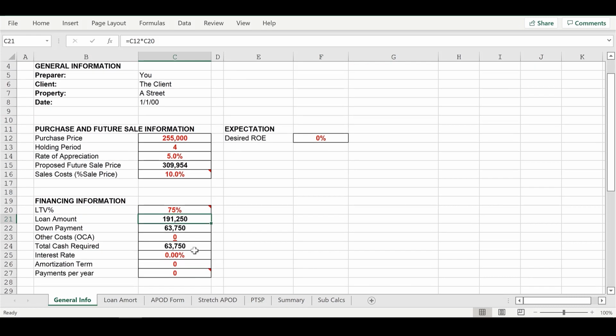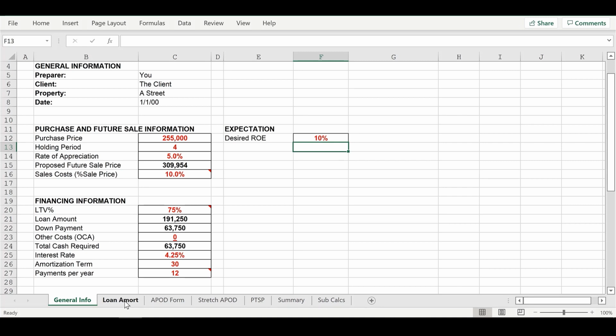Again, those cells are black. Don't touch them. They're set to auto-calculate. There were no other costs of acquisition. And the interest rate is 4.25, amortized over 30 years with 12 payments per year. And the desired return on equity investment, which is used to build the four square cap rate, was 10%.